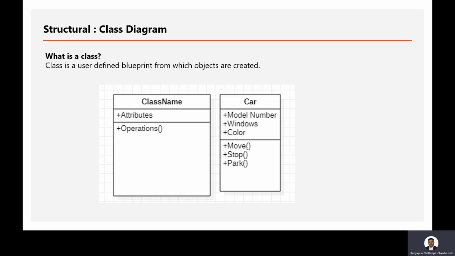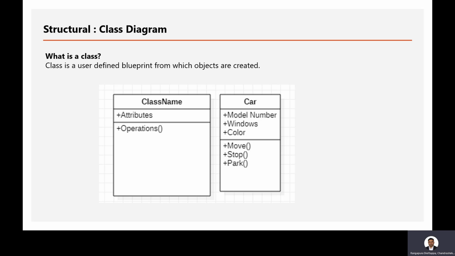Let's move forward. Then what is a class? A class is a user defined blueprint from which objects are created. It means that in real time, if you want to represent any object, you will create a blueprint of it, which is not real, but it's a structure. Then it is called a class.